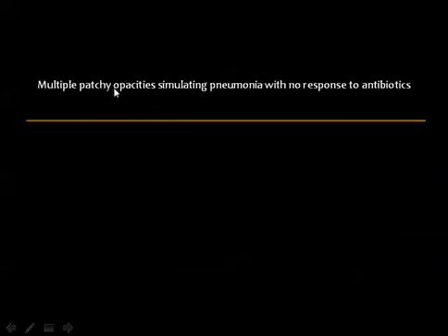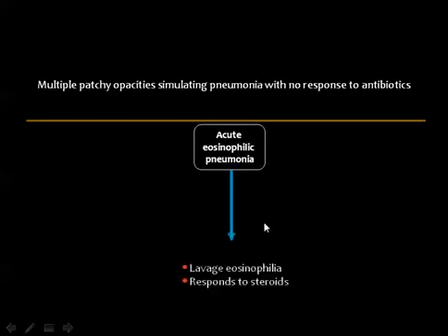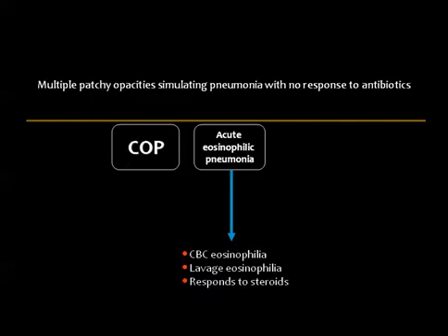Then multiple patchy opacities simulating pneumonia with no response to antibiotics. Acute eosinophilic pneumonia. How can you diagnose? Peripheral eosinophilia and the reverse halo sign. Then the CBC showed peripheral eosinophilia, lavage showed eosinophilia, and there is no response to antibiotics. Cryptogenic organizing pneumonia: the reverse halo sign.